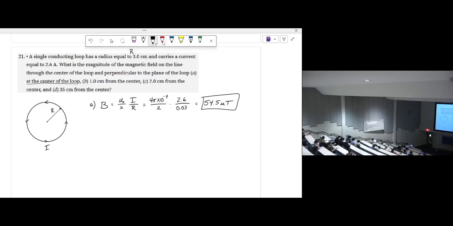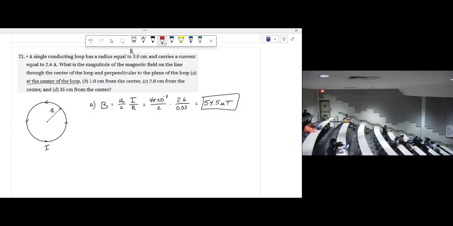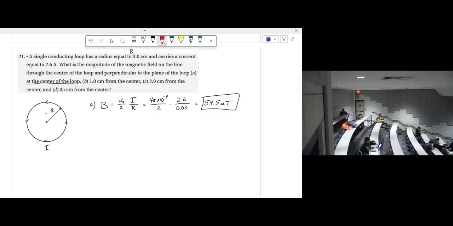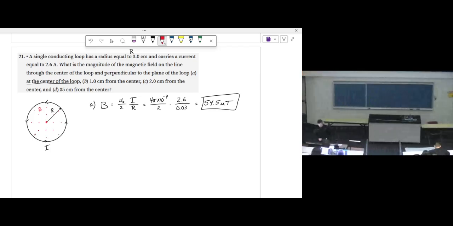In fact, if you look anywhere inside this current loop, the net result is going to be that the magnetic field is going to be out of the screen. So this is what the magnetic field is going to look like inside the current loop, like so. And you could play with the right-hand rule to convince yourself that that's true.